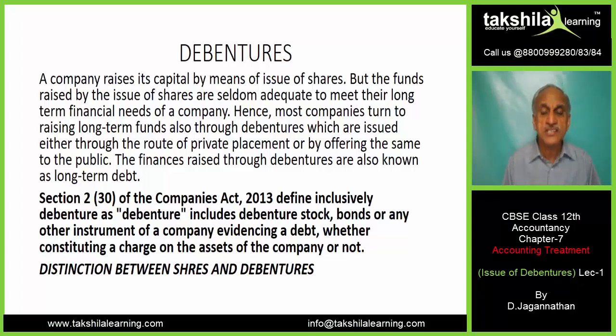So debentures are issued either through the route of private placement or by offering the same to the public. In private placement, you can take some 50 people or 100 people or 200 people to issue debentures to them. The purpose of the company is to raise a loan. It has identified some 100 people who are ready to lend, so it is issuing debentures.